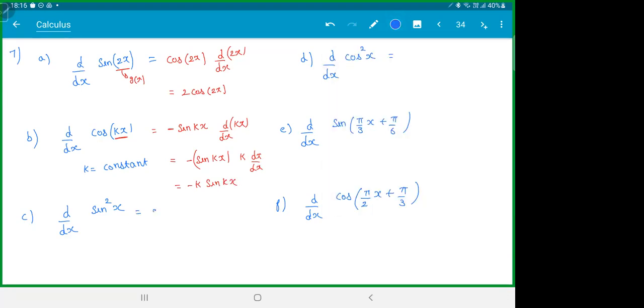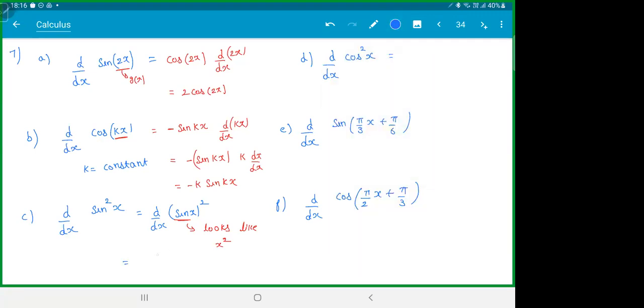This thing can be written as d by dx of (sine x) whole square. So this is looking like x power n. You're getting it? It looks like x power n, but inside it is not x. It looks like x power n with x square inside. So what is the formula?